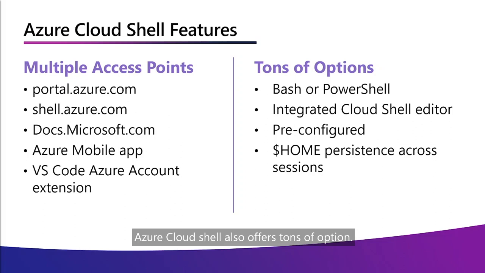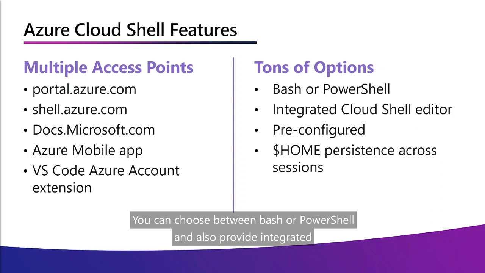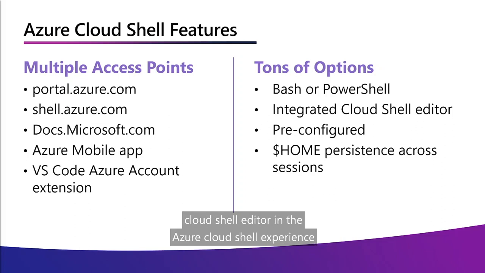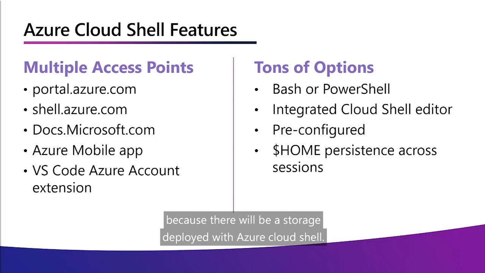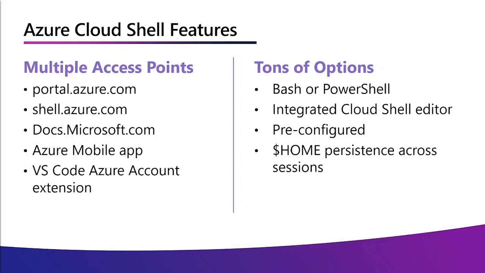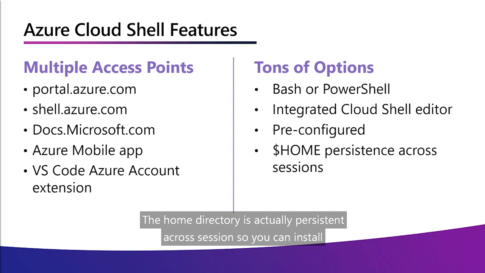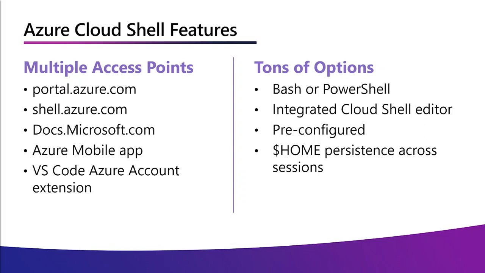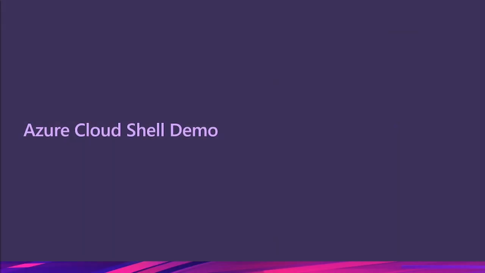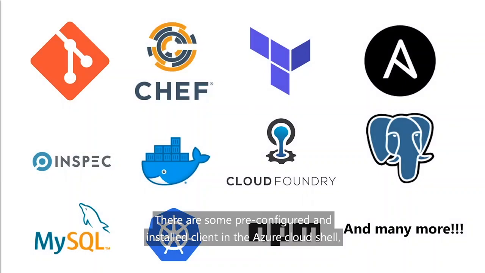Azure Cloud Shell also offers tons of options. You can choose between Bash or PowerShell. And it also provides an integrated Cloud Shell editor in the Azure Cloud Shell experience. Because there will be a storage deployed with Azure Cloud Shell, the home directory is actually persistent across sessions. So you can install different extensions and clients onto your Cloud Shell sessions. There are some pre-configured and installed clients in the Azure Cloud Shell, so you don't need to install another Docker client onto Cloud Shell. It also supports .NET Core and Python right from the Cloud Shell.